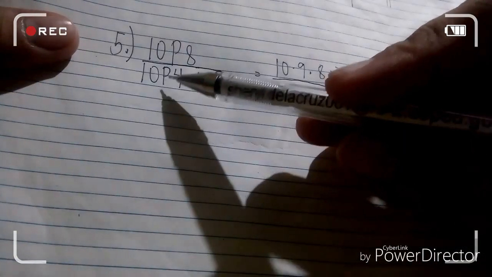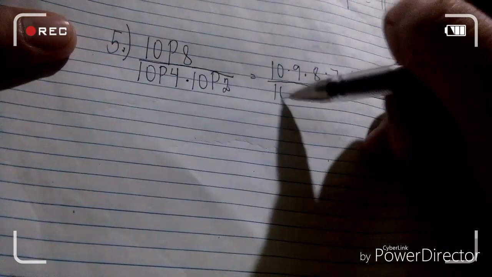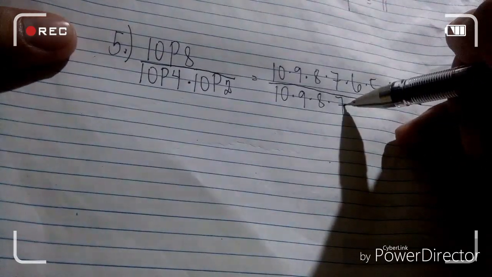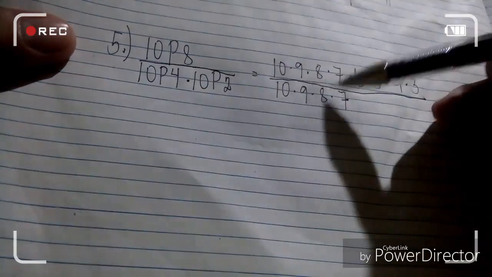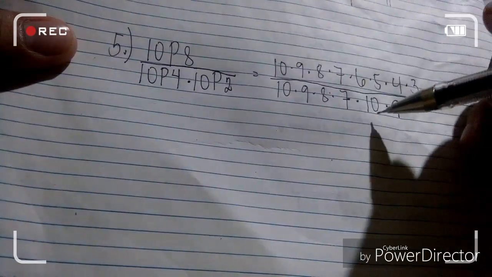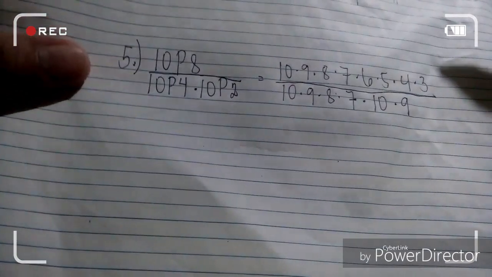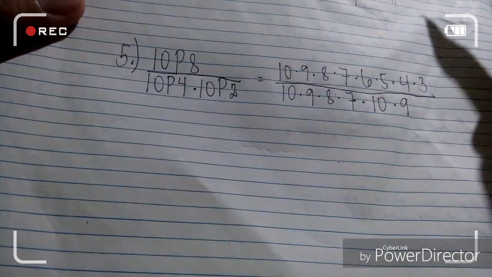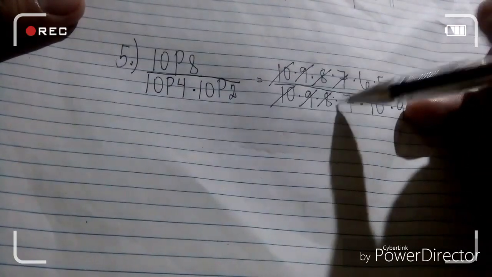Then, we have the permutation of 10 taken 4 at a time. So, therefore, we have 10 times 9 times 8 times 7. Okay, let's end with 7. Kasi 4 yun. 1, 2, 3, 4. Okay, so let's have another one. 10 times 9. 1, 2. Kasi 2 yun. Okay, so now we have the cancellation or divide. So, we can cancel 10, 9, 8, 7.